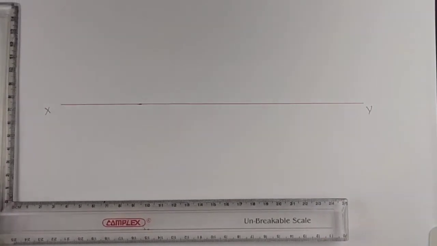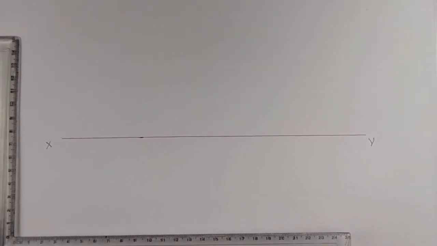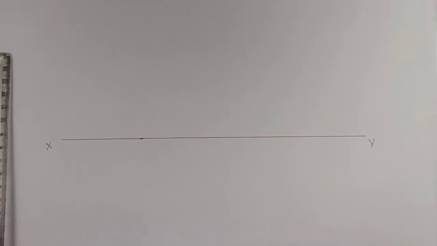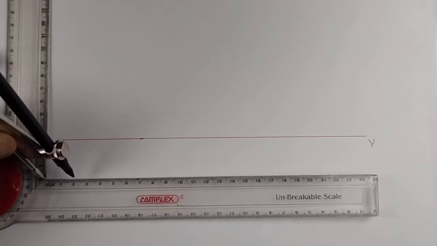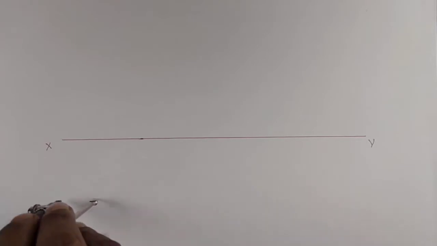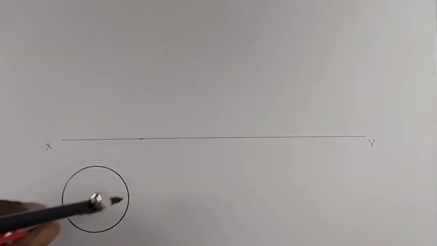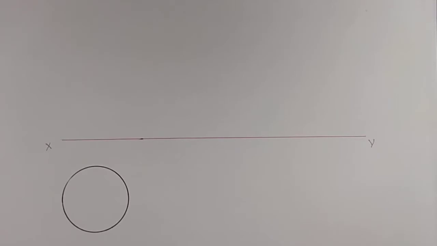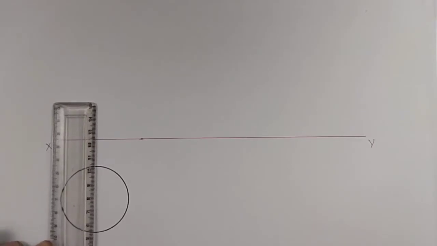Below the XY line is the HP plane. The diameter of the base is given as 50 mm, so we take a 25 mm radius and draw the circle. Now we divide this circle into 8 parts.